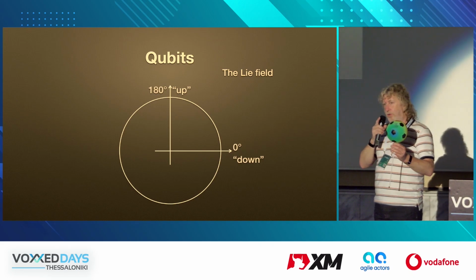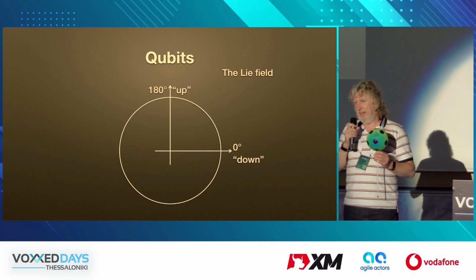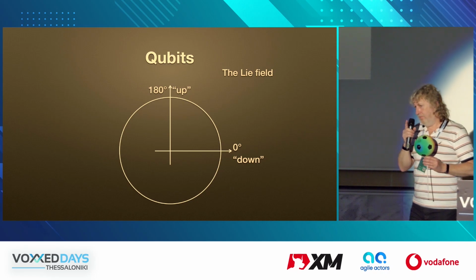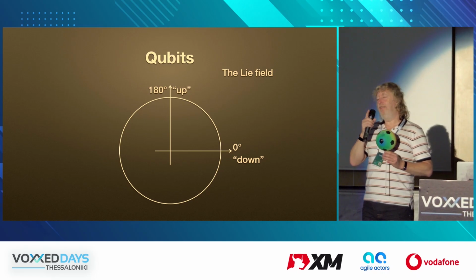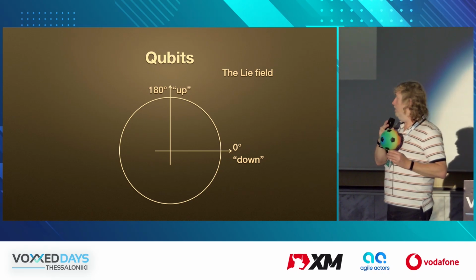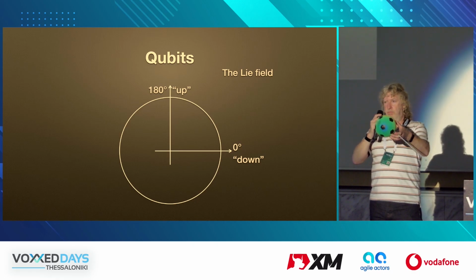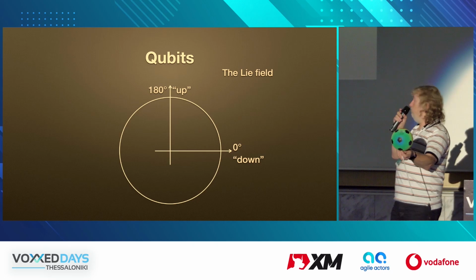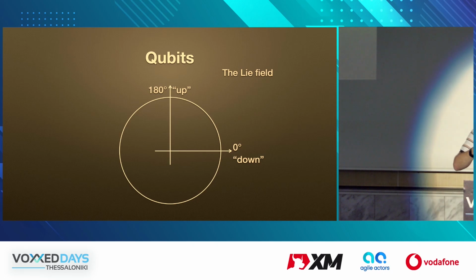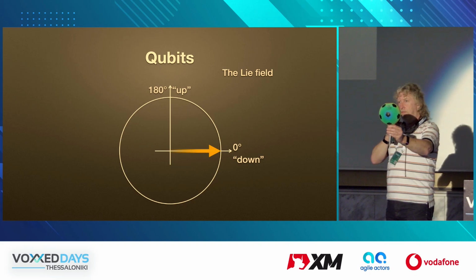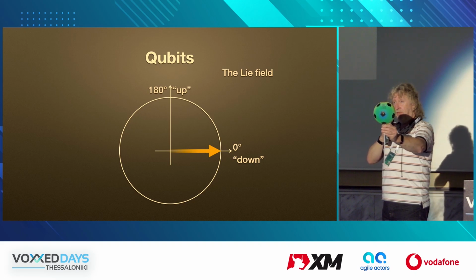Because actually what's going on here is represented by something called a Lie field. And the Lie field is expressed on two dimensions, which are upness and downness, and they are independent. So look, when the Lie field says it's down, which is out horizontally, that is the Lie field saying that it's in a down state.